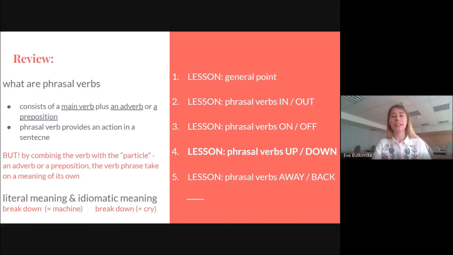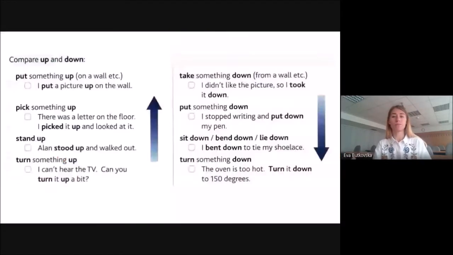So let's look at the easiest or the most common one. Put up something or put something up means physically put something on a wall or put a hand up, for example, put a book up on the shelf. So physically you do this motion.